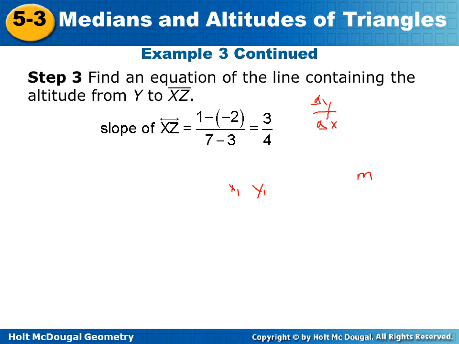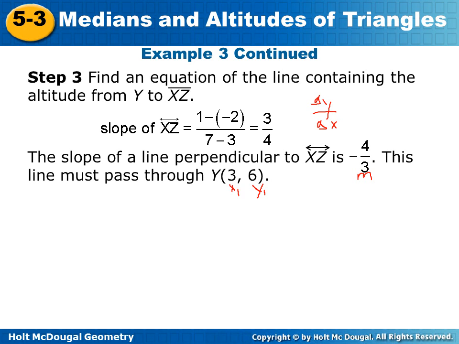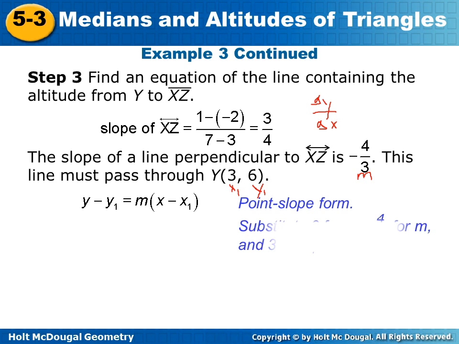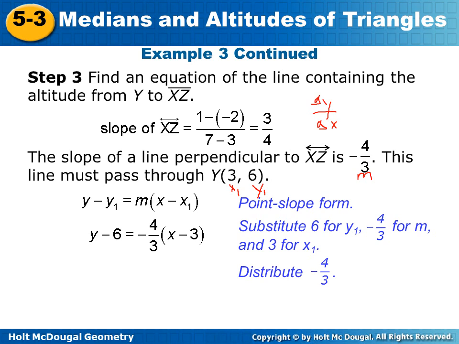For this one, it's going to be a little bit more difficult. First, we have to find the slope of XZ. The slope of XZ is 3/4 using our slope formula. Remember, that's change in y over change in x. The slope of a line perpendicular is the negative reciprocal. Remember, we turn the fraction upside down, so it's 4/3, and make it negative. We need to use point slope form to find our equation. So we use m for the slope, x1 and y1 for the point, and we plug those in. Y minus 6 equals -4/3 times x minus 3.